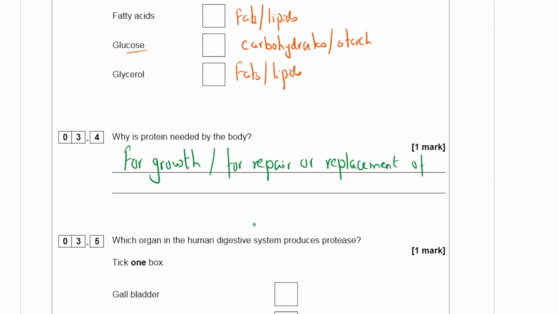of cells or tissues or even organs. Right? Maybe not in humans, we can't replace the entire organ, but remember, a leaf is an organ. So if you pluck off a leaf from a plant, the plant can actually grow more leaves.